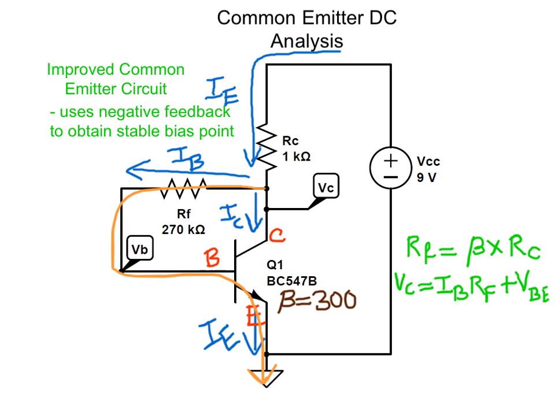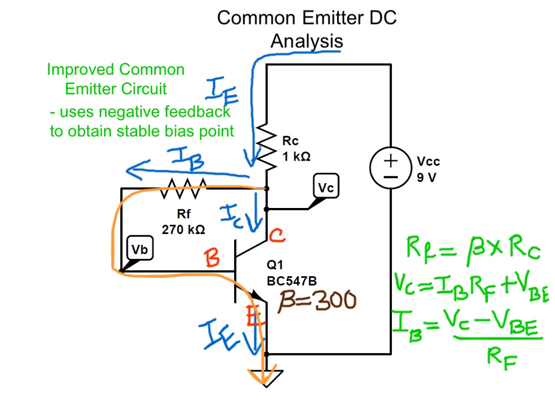From this equation, we can obtain an expression for the base current, which is IB equals VC, or the collector voltage, minus VBE, divided by the feedback resistance RF.